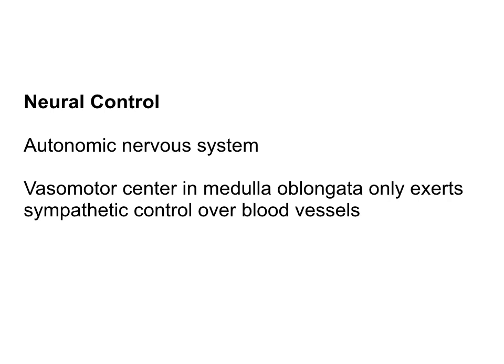Now let's talk a little bit about your neural control. The neural control is going to come through the autonomic nervous system. Now, it's important to note that the vasomotor center in your medulla oblongata only exerts sympathetic control over your blood vessels. There is no connection of the parasympathetic division with the blood vessels of the systemic circuit.